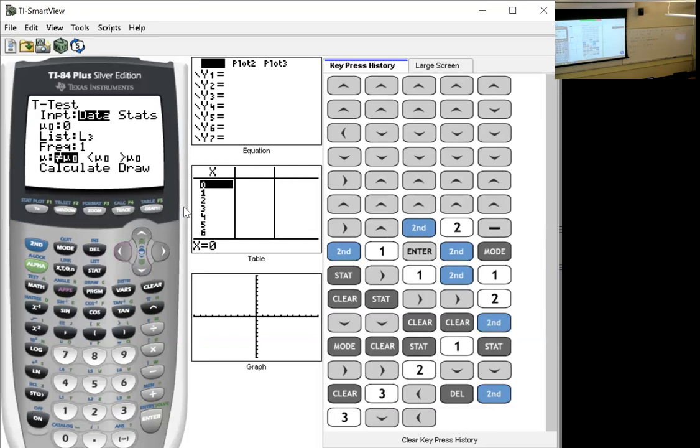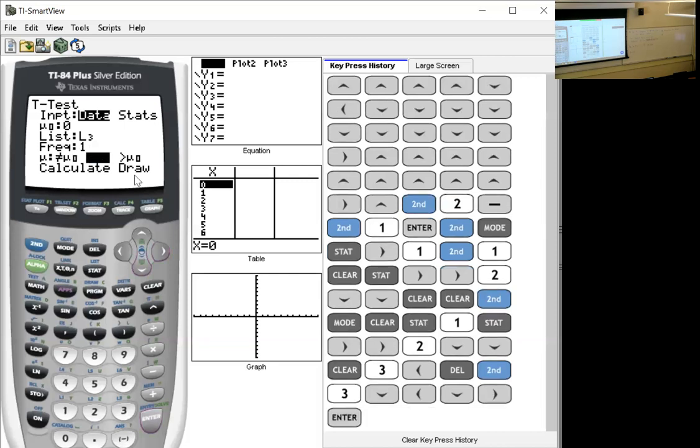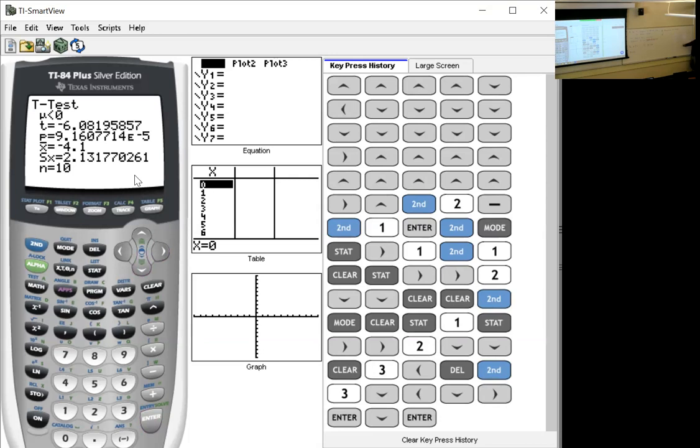And which choice to pick over here? The middle one. Look at the alternative, look at the sign. The sign there is less than, so second choice. Select and select. That is the answer we had. So the test statistic is approximately negative 6.082.